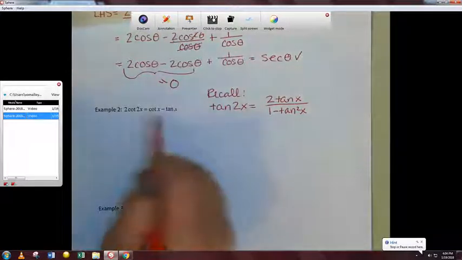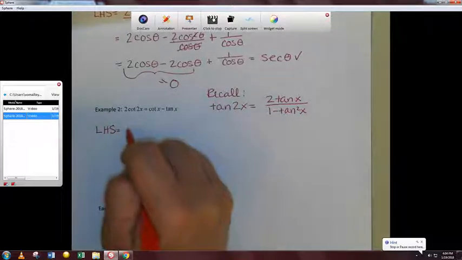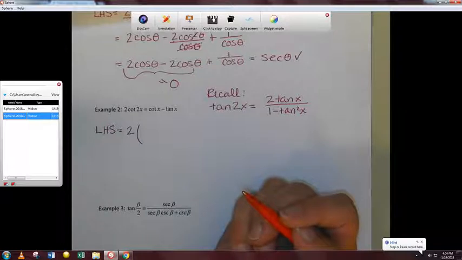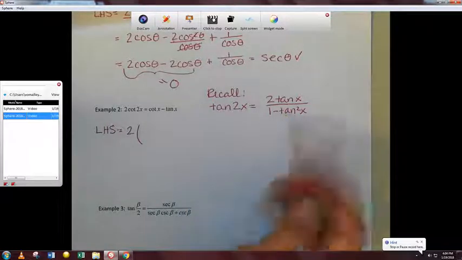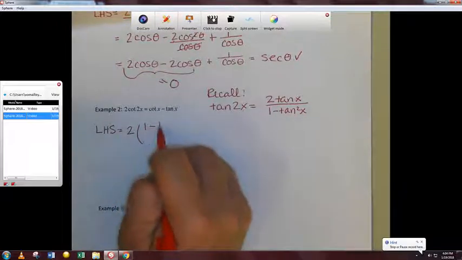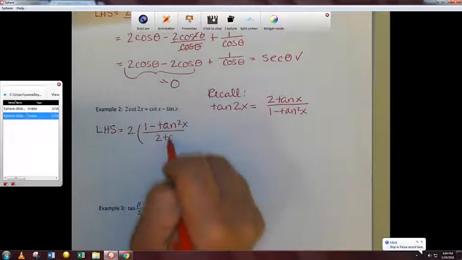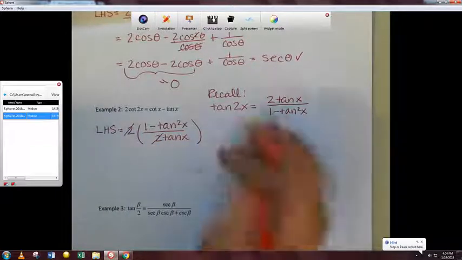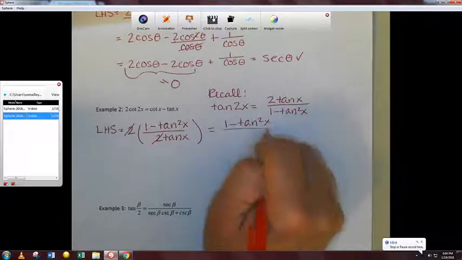So I'm actually going to start on the left-hand side on this one. And I'm going to leave the 2 alone. And now cotangent is the reciprocal of tangent. So that means that the cotangent of 2x is a reciprocal of tangent of 2x, which is 1 minus tangent squared x over 2 tangent x. So the 2's cancel, and I'm left with 1 minus tangent squared x over tangent x.